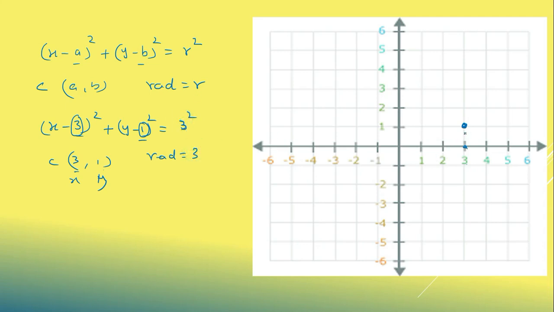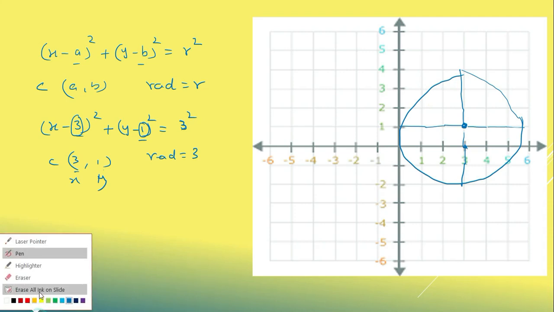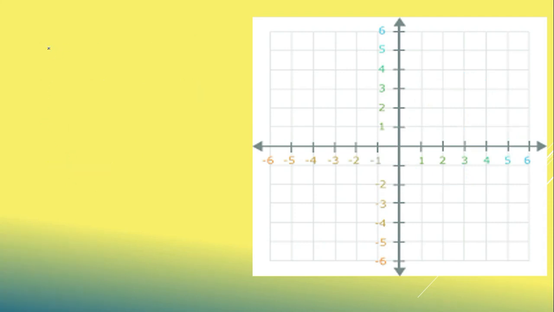So from this center, 3 units in all directions, 1 2 3 units in this direction, 1 2 3 units in this direction, 1 2 3 here, 1 2 3 here, and this way roughly draw the circle. Okay, that is it. So the center of this circle is lying in the first quadrant. That's the meaning. Just take another example of circle.